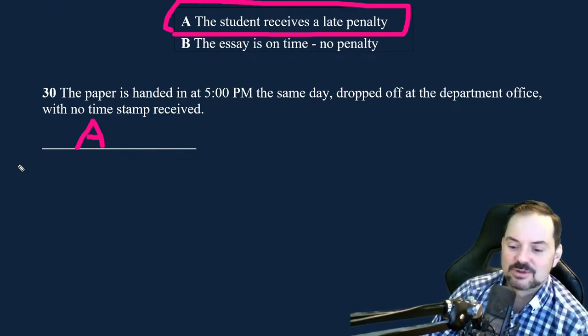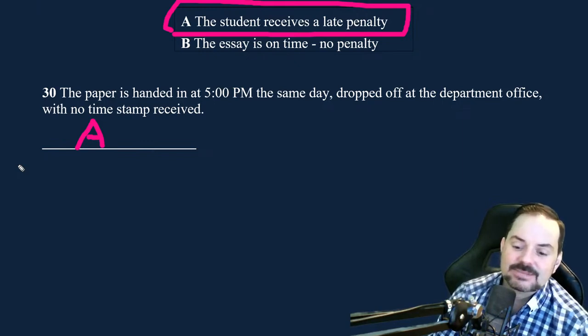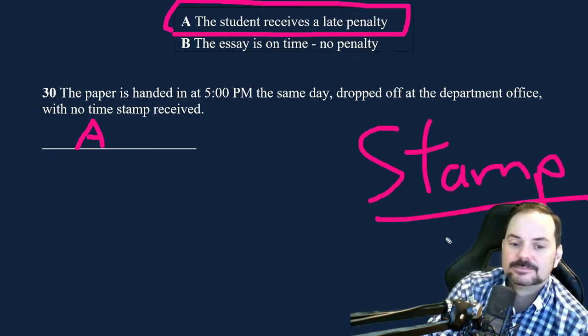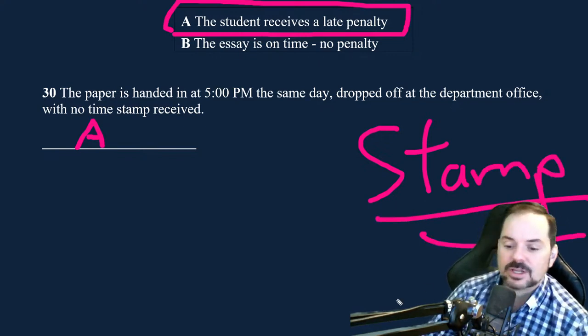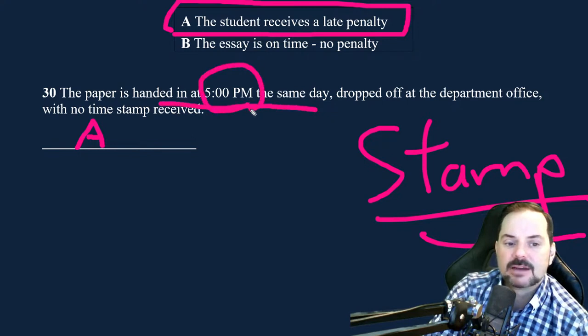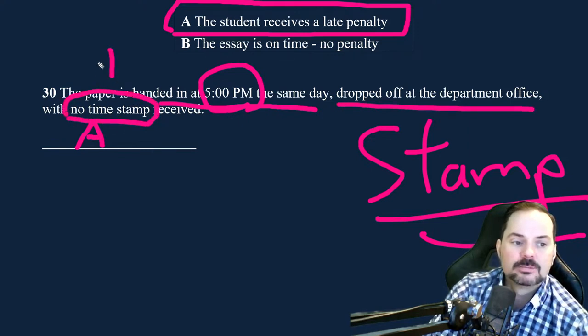Black Panther, thank you for the drum roll. Deepak says it's because of the timestamp. Remember, I wrote that too. When we were listening, I said stamp. Did you see me write that on the screen? That would be for my notes, right? So the paper is handed in at 5 p.m. the same day. PM, right? PM means in the afternoon. Dropped off at the office with no timestamp. That's the magical part right there.